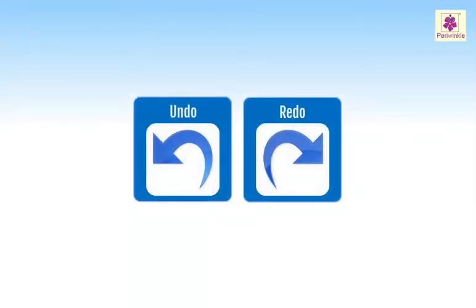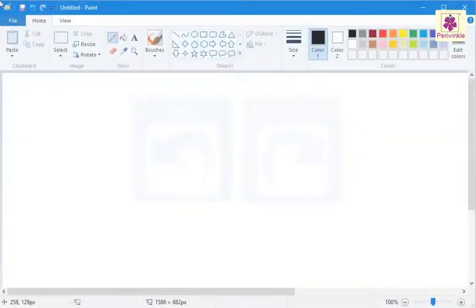Undo and redo options in MS Paint. First, let's draw some stars. On the Home tab, go to Shapes group. Click on the star shape and draw a few stars on the drawing area.